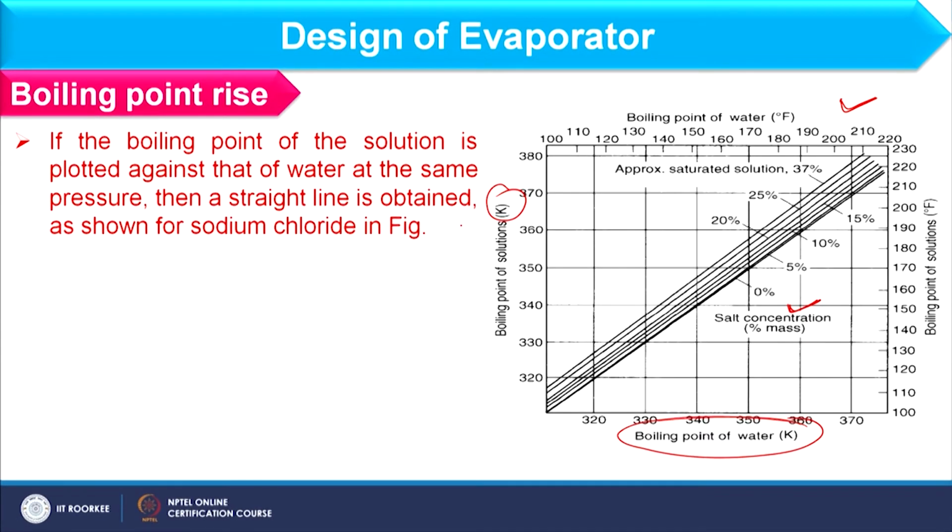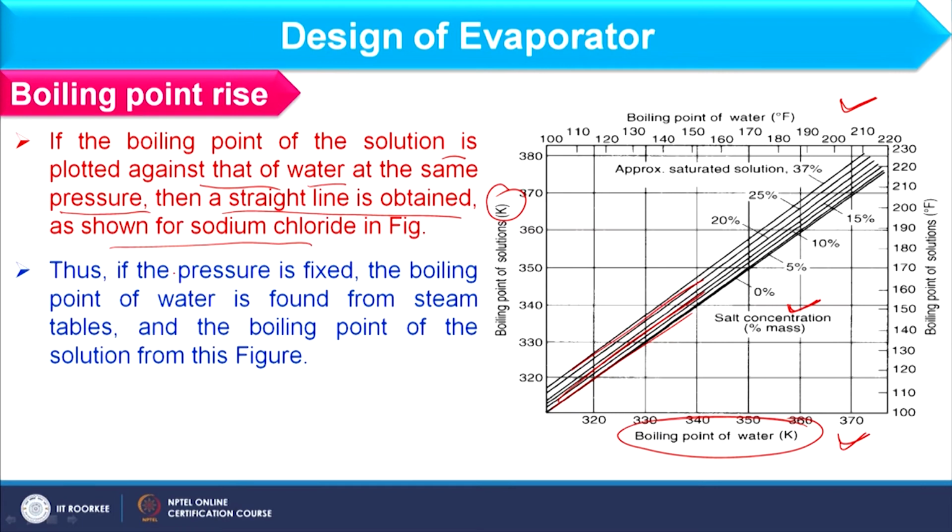So, if the boiling point of the solution is plotted against that of water at the same pressure, then a straight line is obtained, as shown in this figure, where sodium chloride is used as the salt. So, you can see this image. Here, you can obtain straight lines.